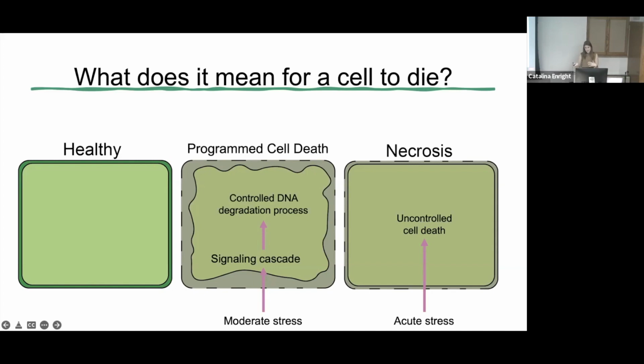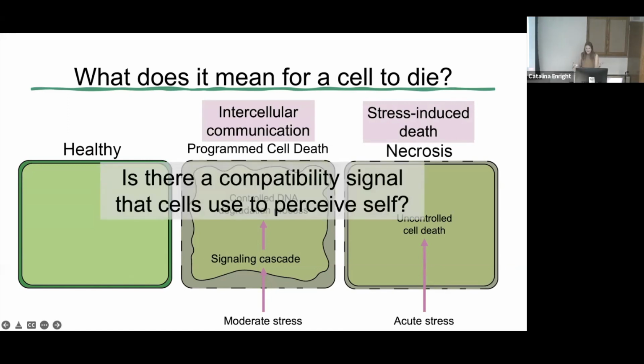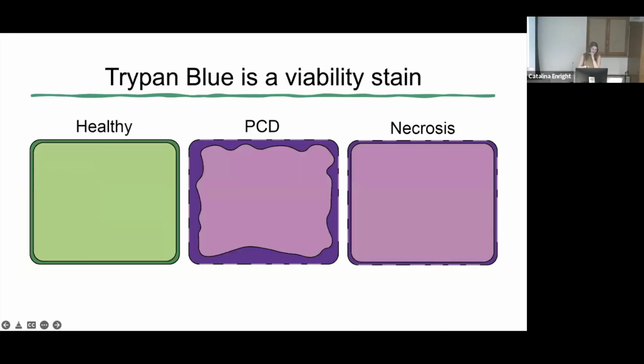And these two types of death can be used as proxies to ask other questions, which is: is there intercellular communication between the scion and the stalk that leads to that cell death? Or is this stress-induced death, which I have related to during my PhD. But so I wanted to ask, is there a compatibility signal that cells use to perceive self or use to perceive non-self? So to do this, I first needed to figure out what was dead in my graft junctions.